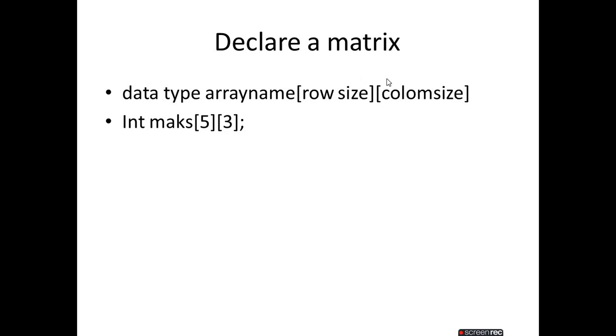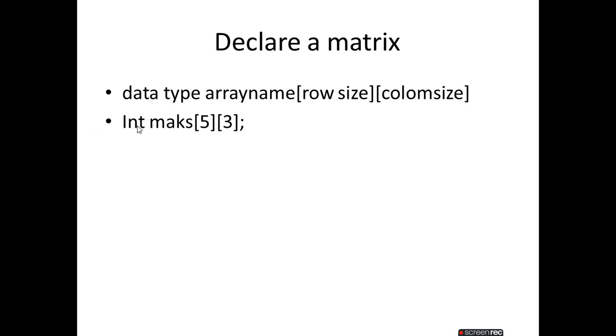Now next, in square brackets, first comes the row size, meaning the maximum how many rows there are. This is the column size, meaning the maximum how many columns. First is the row, this is the column. This is basically how I can declare a matrix.